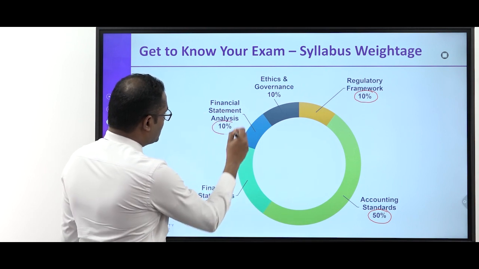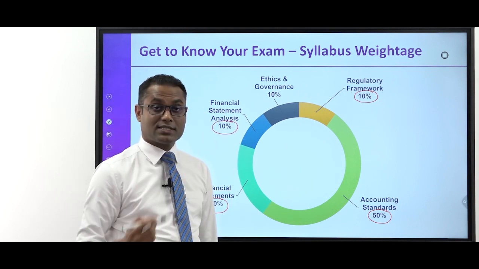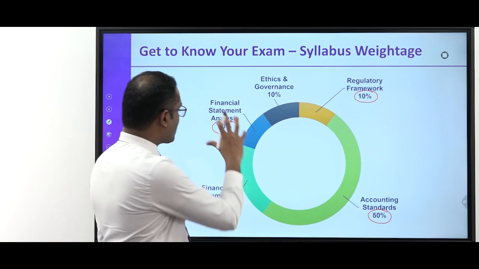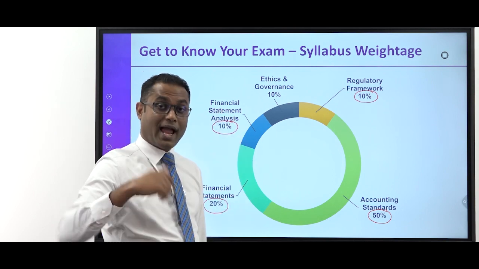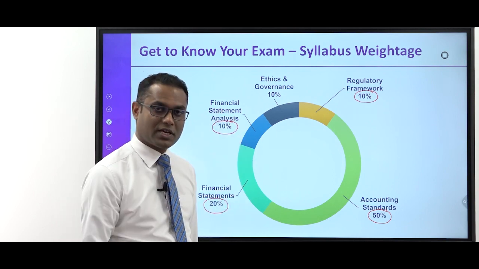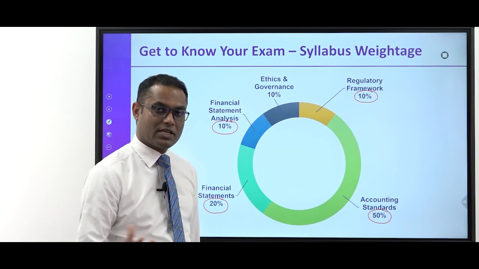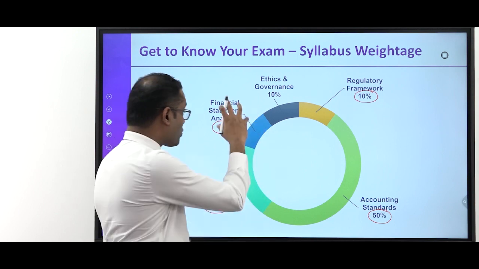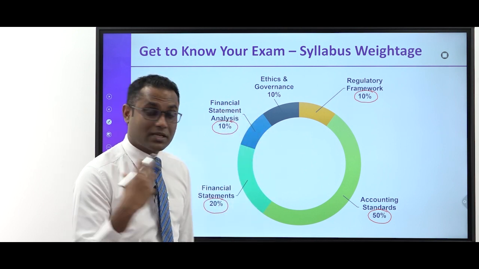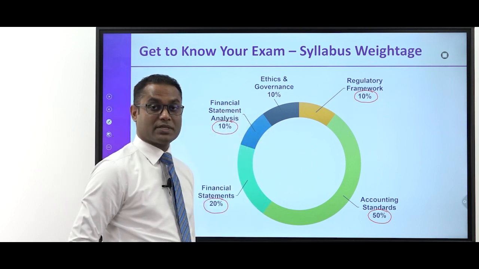Then 10% is from financial statements analysis. Here what we are discussing is the calculation and interpretation of ratios. Different ratios like profitability ratios, liquidity ratios, gearing ratios, how to calculate and how to interpret, which make up 10% of the syllabus.